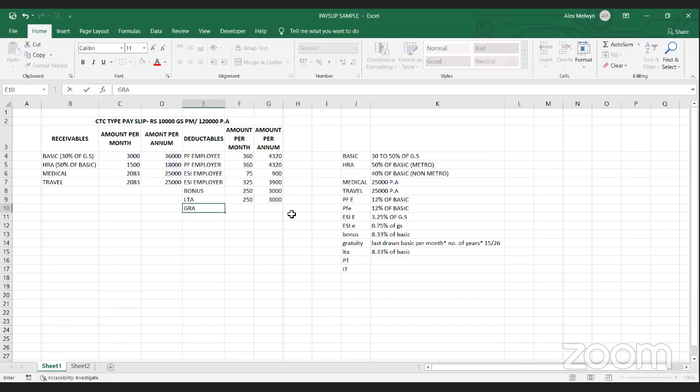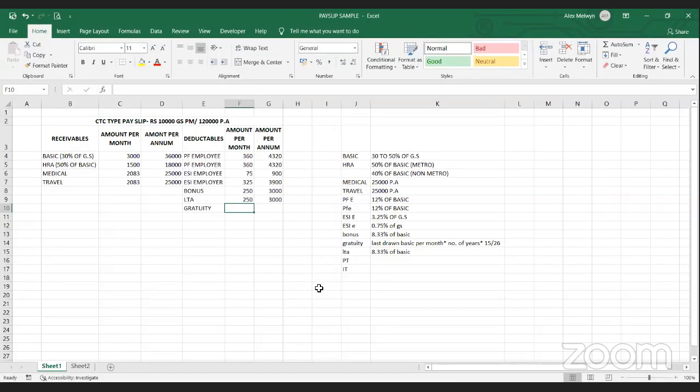Now when it comes to gratuity, there is a ceiling, right? It is actually a formula: last drawn basic per month into number of years into 15 by 26. Now here last drawn basic, as per this calculation, is 3,000 rupees because basic per month is 3,000 only. But number of years keeps changing, right? We really don't know how many years this person has worked, maybe 5 or 10, but every year the number of years keeps changing. Here we are considering that it is only one.